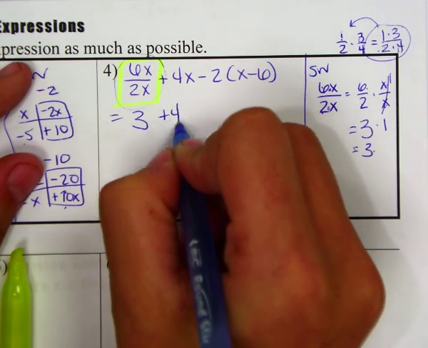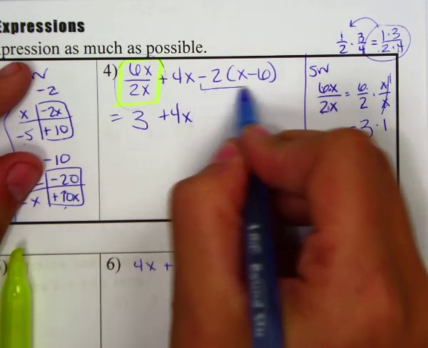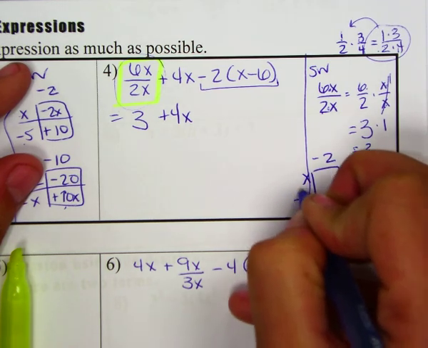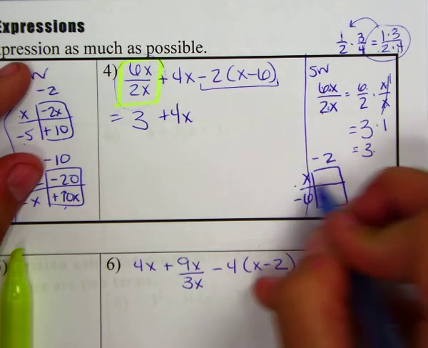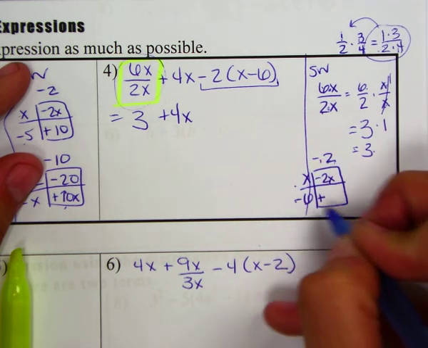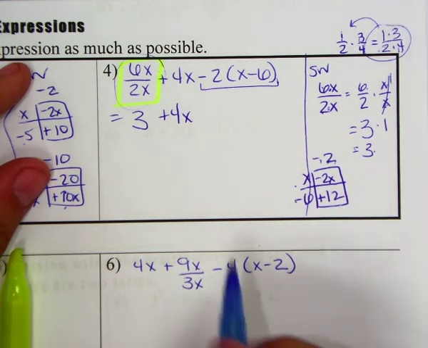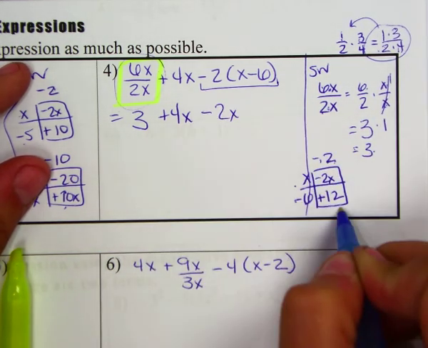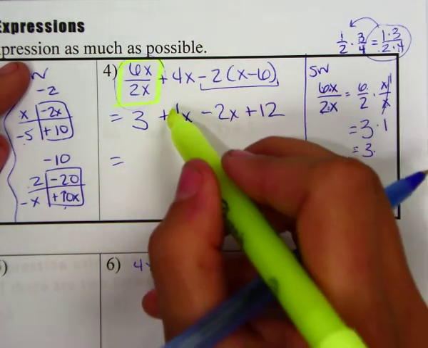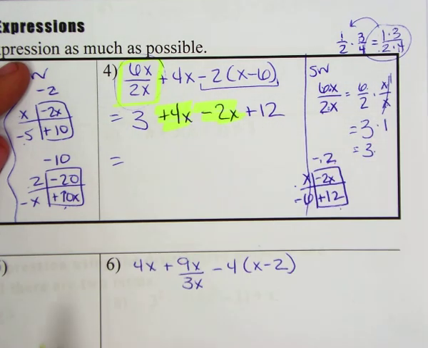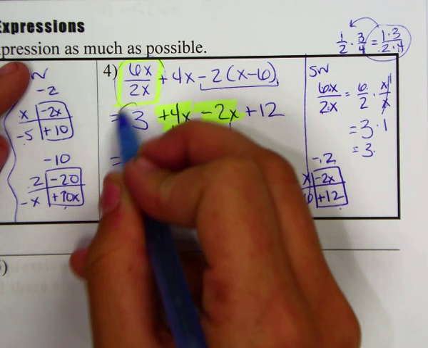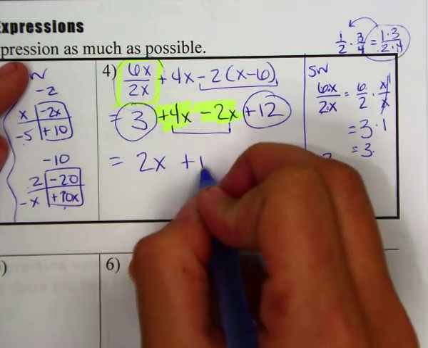Then plus 4x, I see I have a distribution. So negative 2 times the quantity x minus 6. Negative 2 times a positive x is a negative 2x. Negative times negative is a positive. 2 times 6 is 12. Rewrite it. Negative 2x plus 12. I'm going to combine like terms. So 4 minus 2 is 2. And then 3 plus 12 is 15.